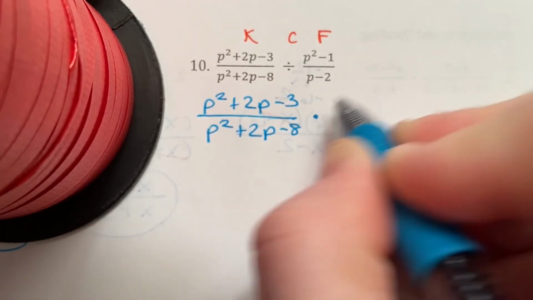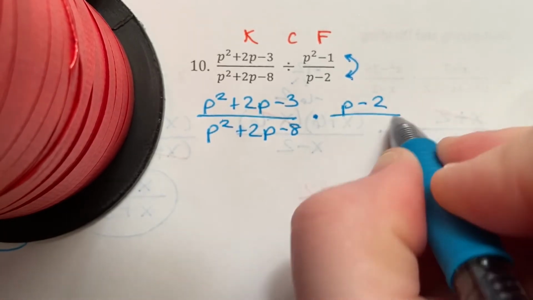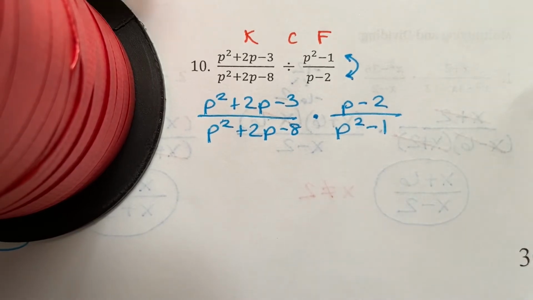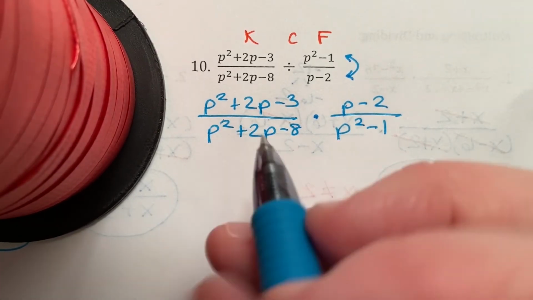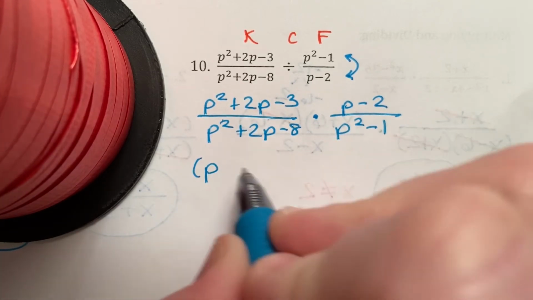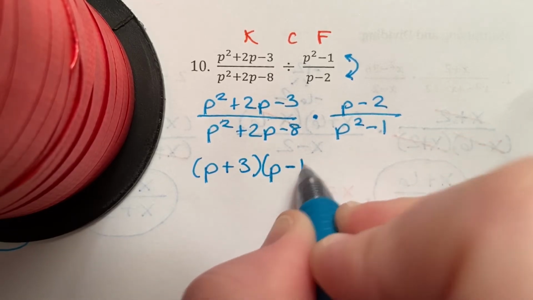But we're going to multiply by the reciprocal. All right, so that's where the keep, change, flip comes in. So now I'm going to factor everything that can be factored. So on this numerator, I can factor that, and I would have p plus 3 and p minus 1.